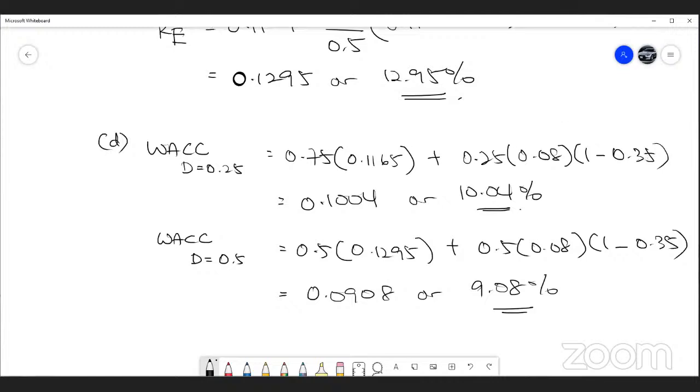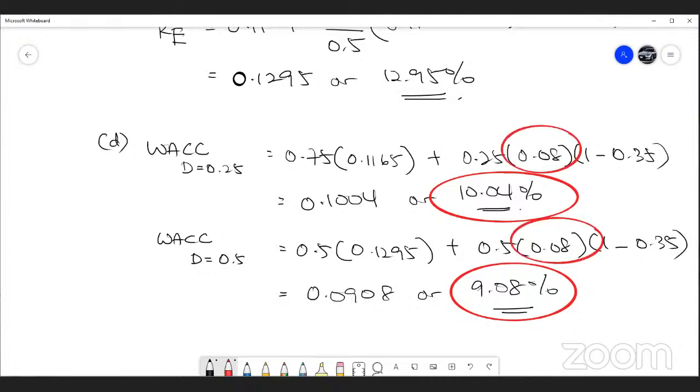But when you see here, this is further explanation, extra explanation from my side. When the debt is at 25%, your required rate of return is 10.04%, so WACC is costing you 10%. But when it's 50-50, your WACC dropped to 9%. One of the reasons for this drop is very simple: your portfolio consists of more debt, which is cheaper compared to your equity. That's why your cost of capital also dropped.